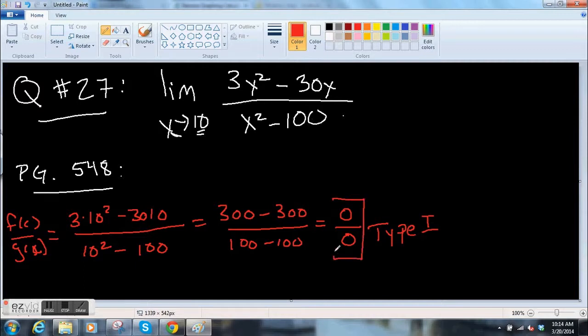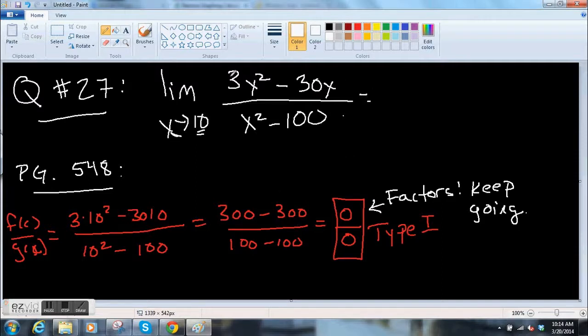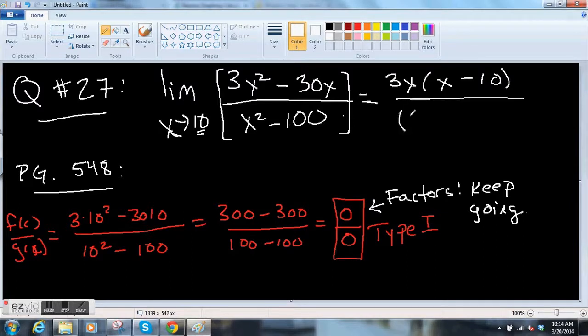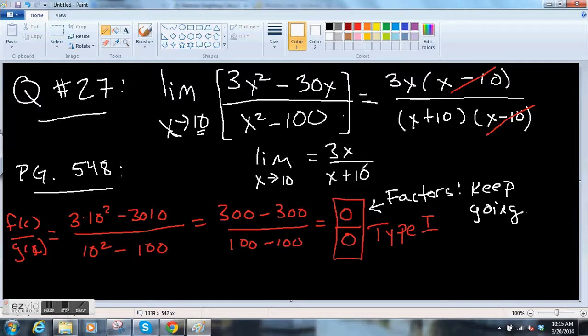When you get this 0 over 0 situation, what you want this to trigger in your mind is that this can factor and you should keep going. You might want to write this on a note card. What this is essentially telling you is that you can factor these things and reduce it to a form that makes it easier to find the limit. So let's pull out a 3x. That becomes 3x times x minus 10. You see that because that's 3x squared minus 30x. And then the bottom, because that's a perfect square, is x plus 10 times x minus 10. Like that. And now we get to cancel, which I love to do. So we're saying this is the same as finding the limit as x goes to 10 of 3x divided by x plus 10. And now we can plug 10 in here.